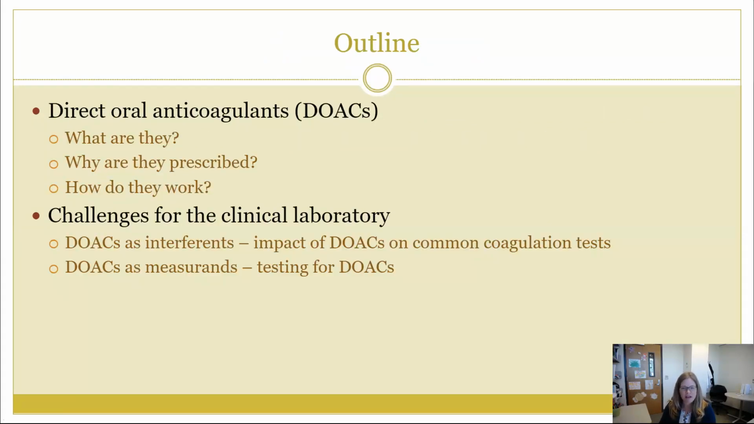To get there, we'll first spend a little bit of time talking about DOACs: what they are, why they are prescribed, and how they work. Then the bulk of our time together we'll spend talking about different challenges DOACs pose for the clinical lab. This will be split into two parts. In the first part we'll talk about how DOACs interfere, and in the second part, we'll talk about how labs may choose to measure DOACs in different situations.